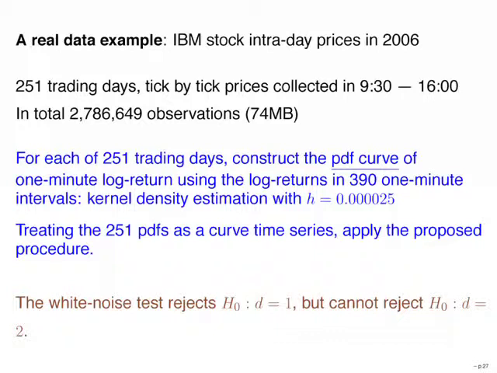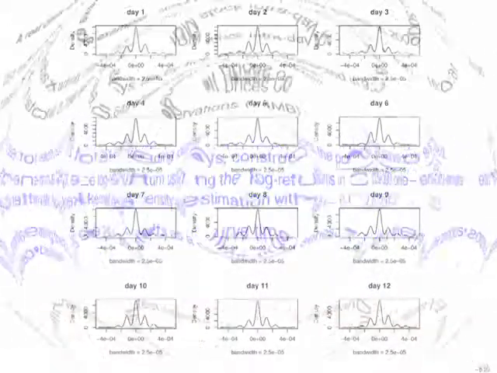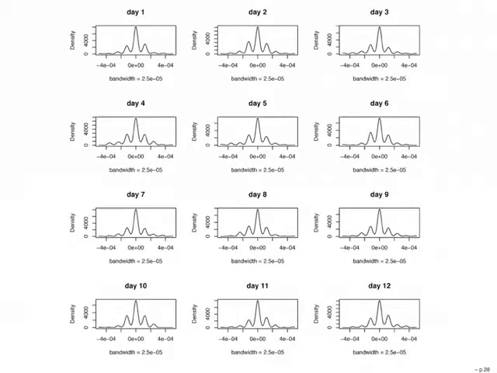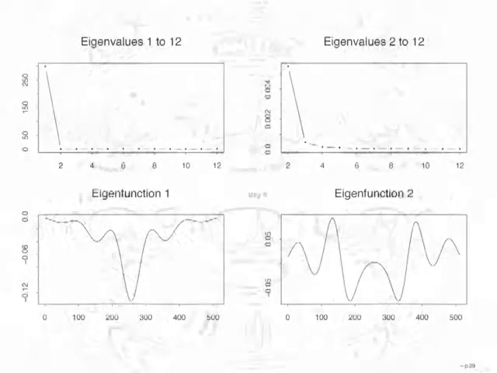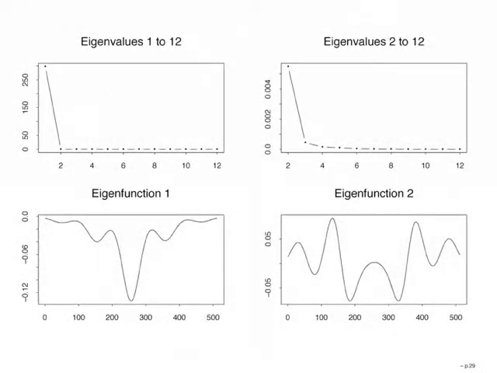This is 391 minutes into the day, but this is how many intervals in the day. And we use this kind of standard bandwidth to estimate all those curves. So we have an estimation. We try to see, from day to day, how the density evolves over time. And this is estimated for the eigenvalues. The first eigenvalue here, the second and third onward here. If you delete the first one, the second onward is like this.